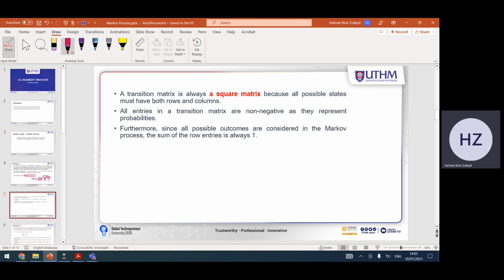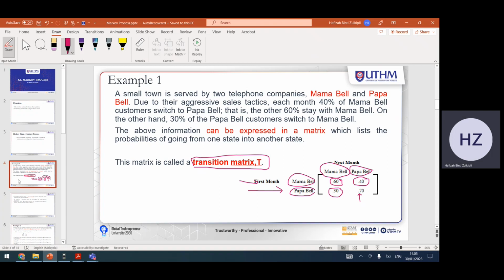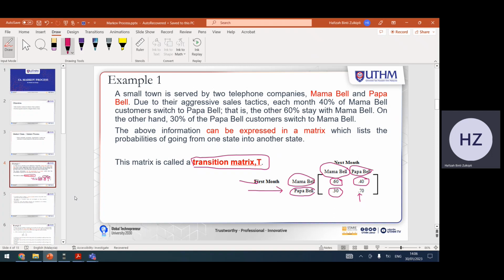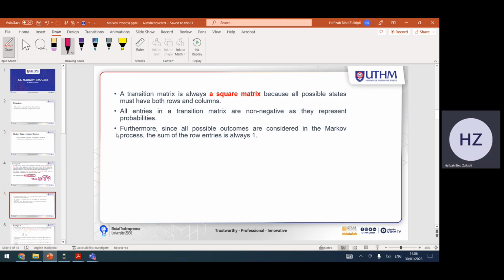Okay, so a transition matrix is always a square matrix because all possible states must have both row and column. So it's a square matrix. That means 2 by 2, 3 by 3, 4 by 4, 5 by 5. So that is what is meant by square matrix. The number of rows must be equal to the number of columns. All entries in the transition matrix are non-negative as they represent probabilities. So the values in the matrices cannot be negative because probability is only for positive values. Furthermore, since all possible outcomes are considered in the Markov process, the sum of the row entries is always equal to 1. This is what I mean.